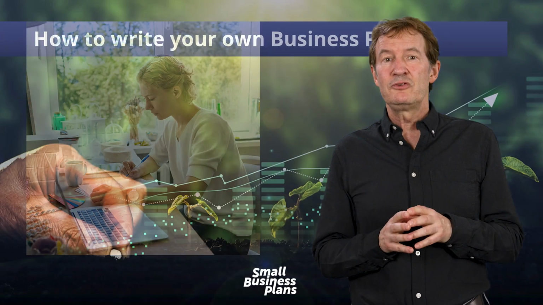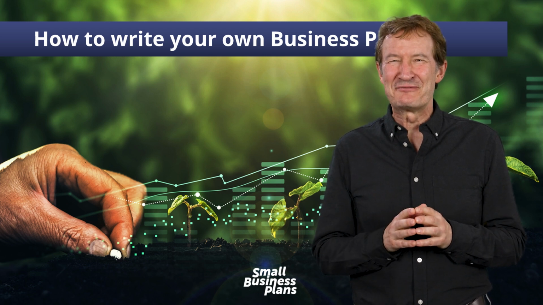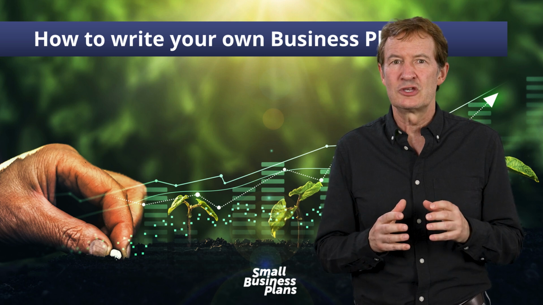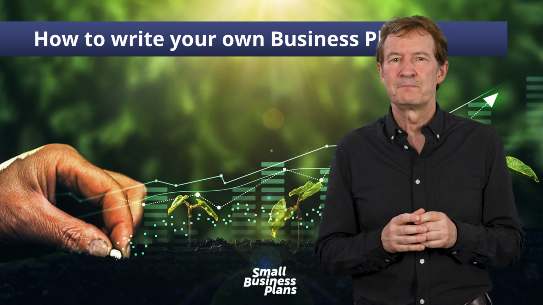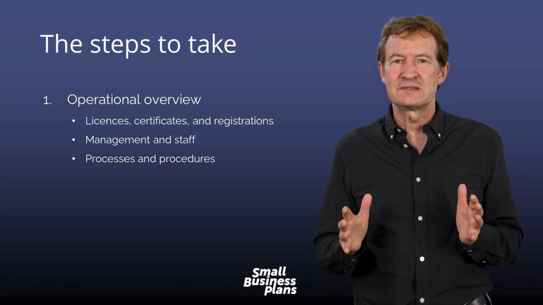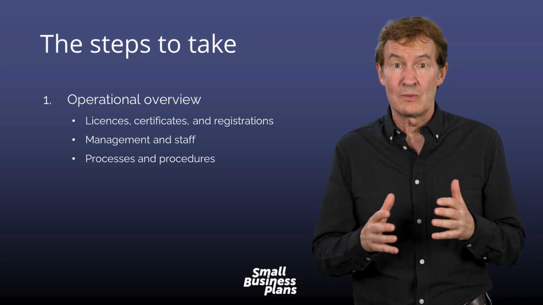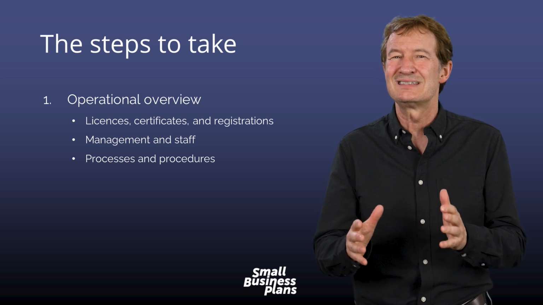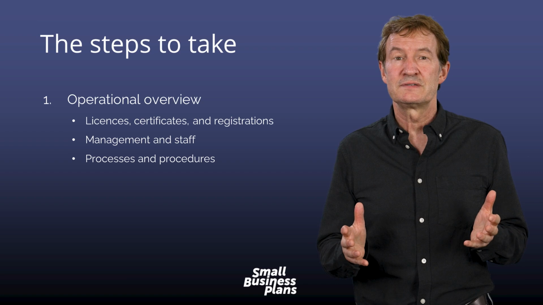So, if you are writing your plan yourself, how do you do it? Don't be tempted to start with the executive summary. Although it does appear first in a finished business plan document, it's not actually the first step because it's a summary of the other steps. The first step is actually the operational overview of your business. This is where you look at all of the procedures and policies that you have and need to deliver your product or service seamlessly and perfectly and consistently every time to your customers, your clients, and your stakeholders.